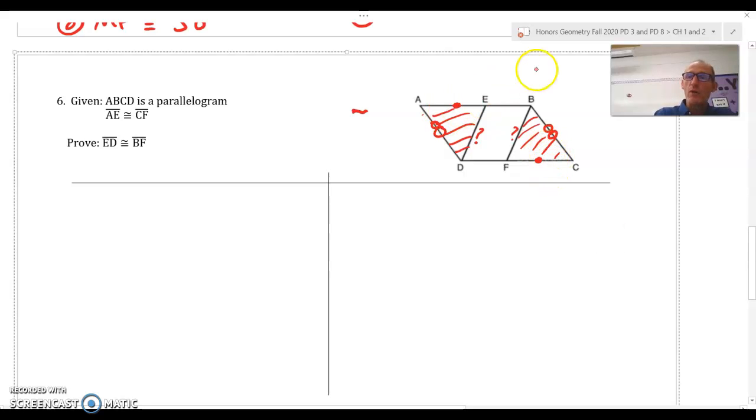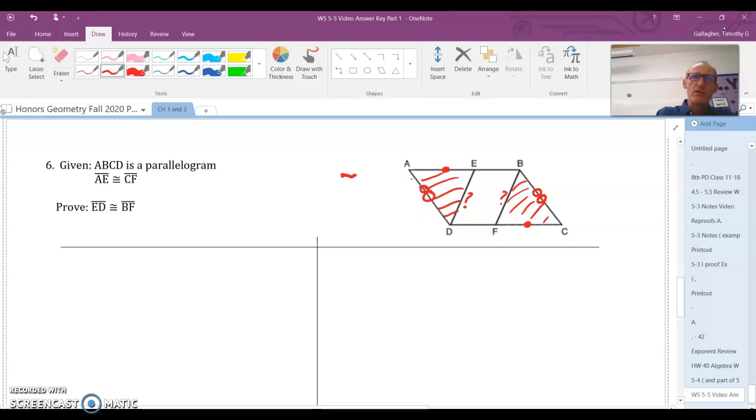Now, what makes this proof a little bit easier is that we can get these two triangles congruent by side angle side, because this angle is congruent to this angle, because if the shape is a parallelogram, the opposite angles are congruent. Okay? So we have opposite sides.